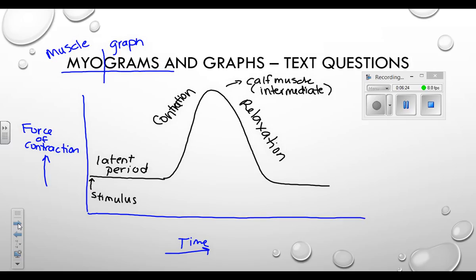If I were to have a fast twitch fiber, it would look a lot more like this green line. It would happen sooner, and the space sort of between contraction and relaxation would be narrower. So it looks a little bit pointier. A really good example is your eye muscle. That's a fast twitch muscle.